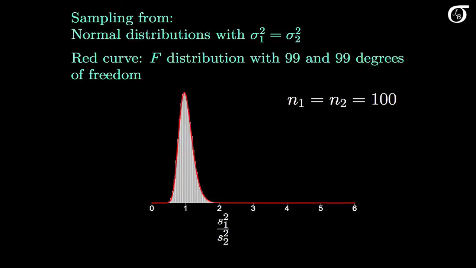If we increase the sample sizes to 100, we have a similar story, just with less variability in the distribution. It's more tightly grouped about 1, which is the true ratio of population variances, since they're equal in the scenarios we're looking at.